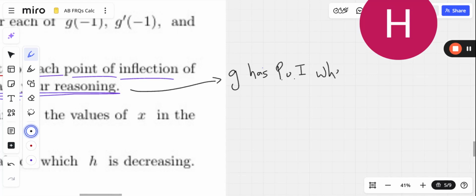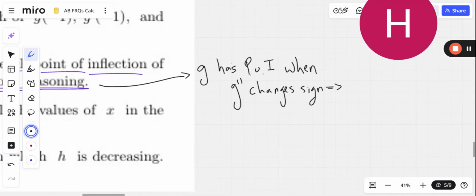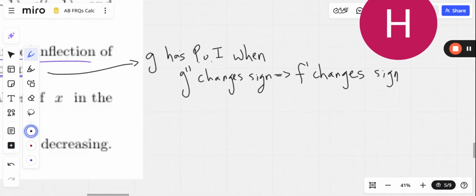when g double prime changes sign. And that means that f prime changes sign because g double prime is the same as f prime. So in other words, the slope of the graph changes sign.